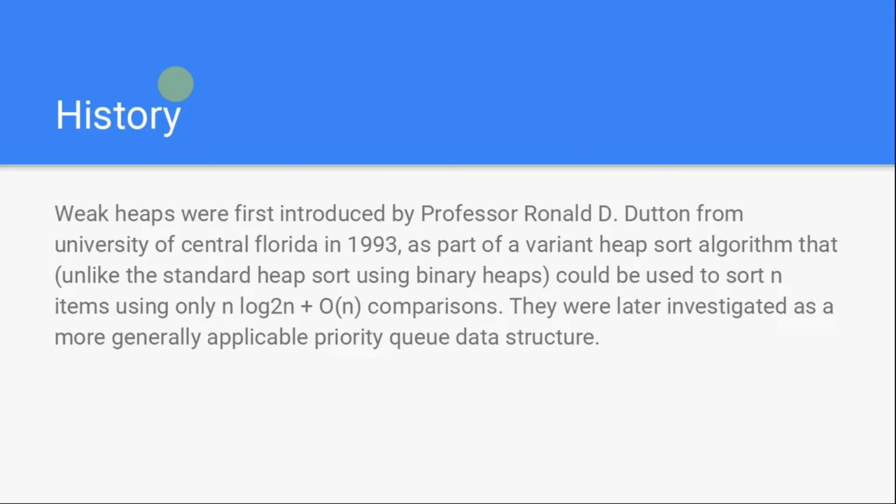Before we get to know about weak heaps, first let us know a little bit about the history of weak heaps. Weak heaps were first introduced by Professor Ronald D. Dutton from the University of Central Florida in 1993 as a part of a variant heap sort algorithm that could be used to sort n items using only n log n plus O of n comparisons. They were later investigated as a more generally applicable priority queue data structure.